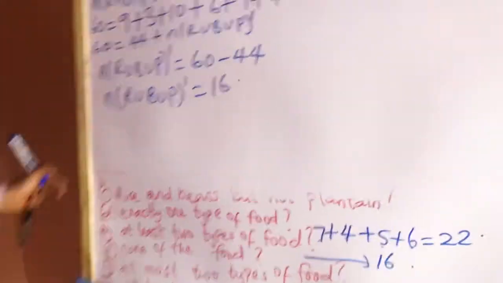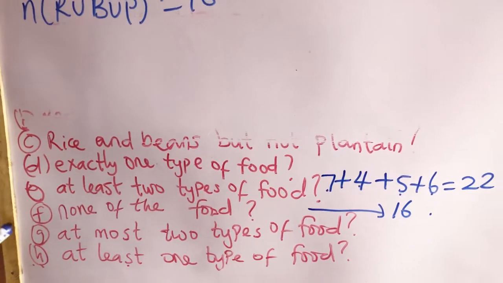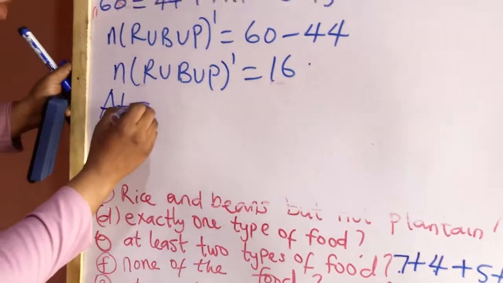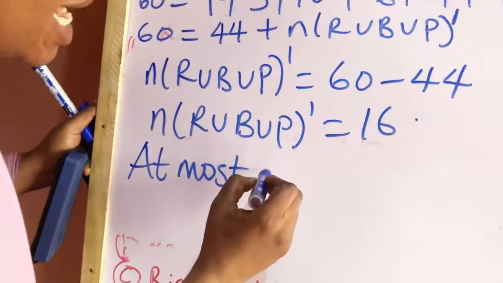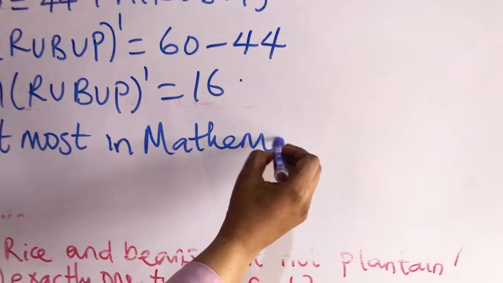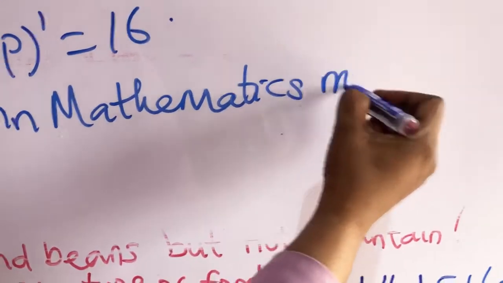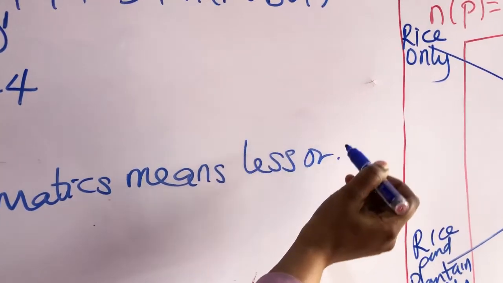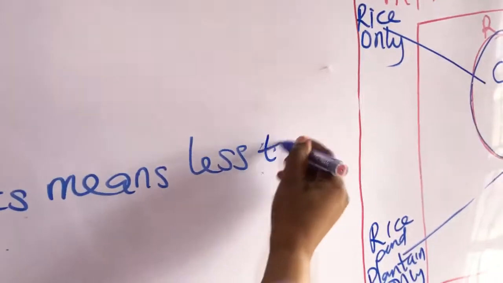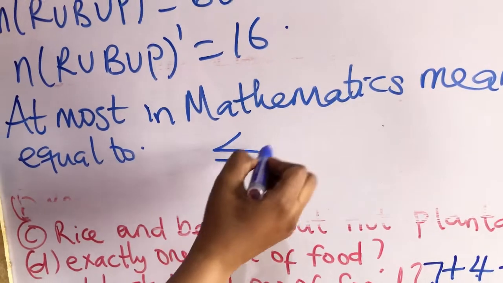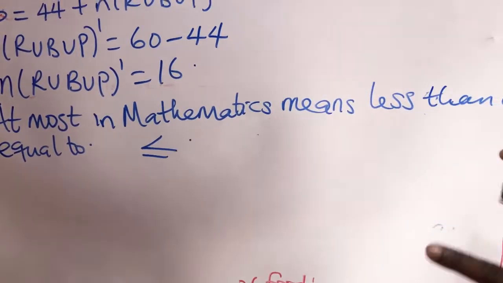G, at most 2 types of food. What's the meaning of at most? At most in mathematics means less than or equal to. Less than or equal to. At most means less than or equal to.